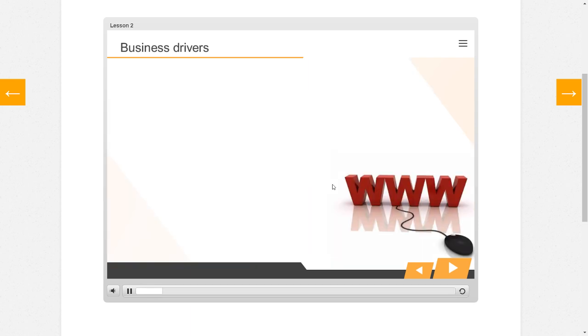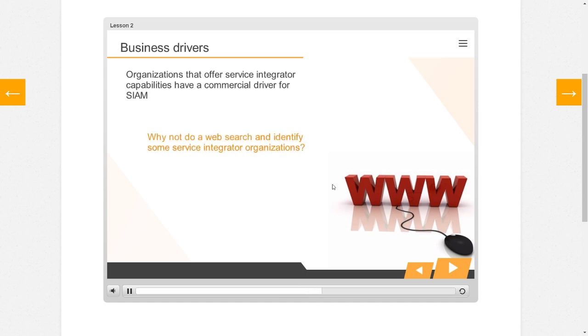Customer organizations can act as their own service integrator or source service integrator capabilities externally. Some organizations specialize in providing service integrator capabilities. This is their commercial driver, because this is the service they sell. Why not do a web search and identify some organizations that offer service integrator capabilities? Consultancy organizations can also provide services to support customers during one or more stages of the SIAM roadmap that we'll study later in the course.